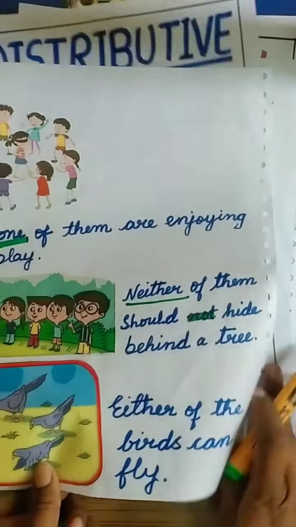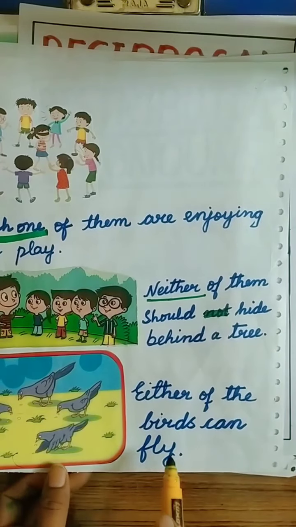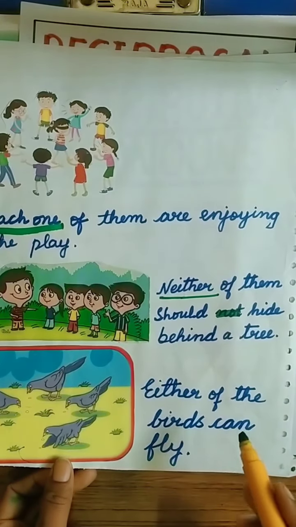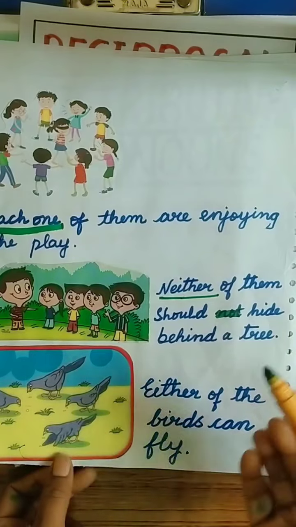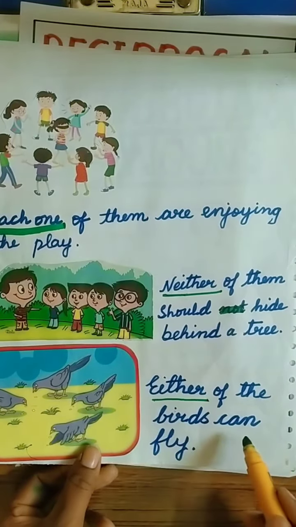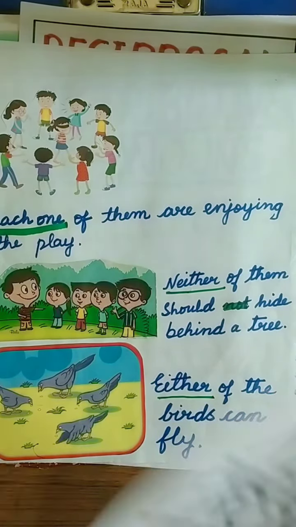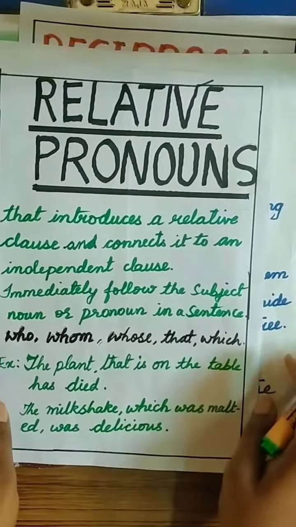And next is: either of the birds can fly. So it's a chance, like any one of the birds can fly at any time. So either of the birds can fly, right? Is it clear? The next one is relative pronouns.